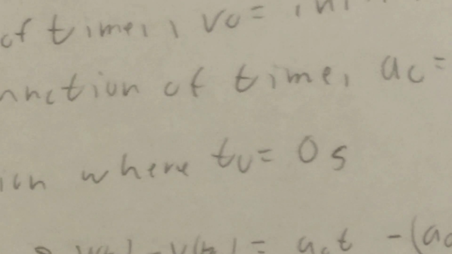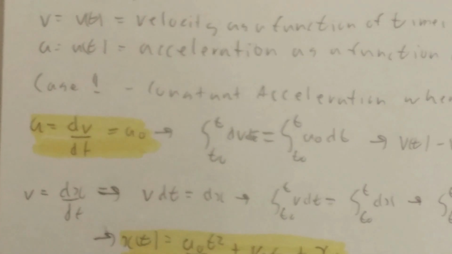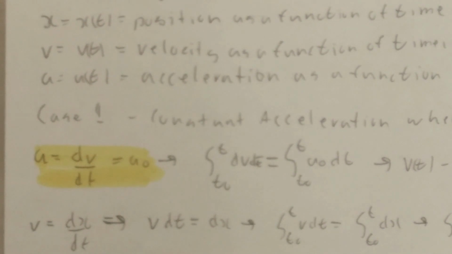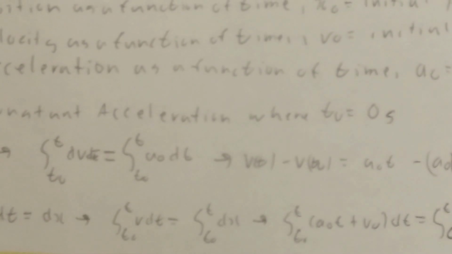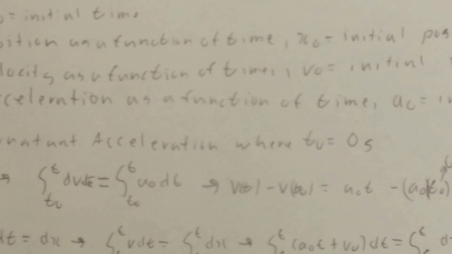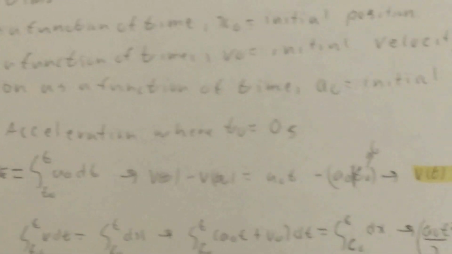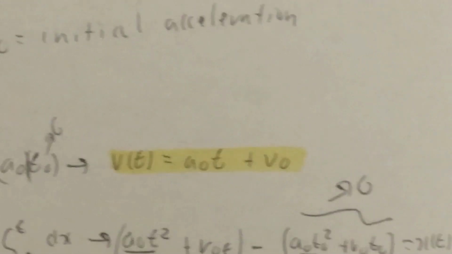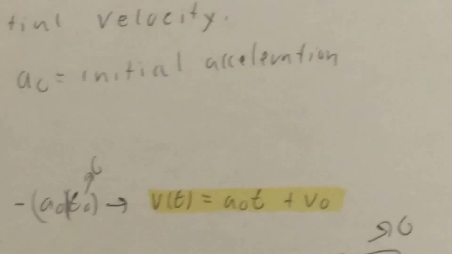Case 1, constant acceleration, where t naught equals 0 seconds. a equals dv/dt equals a naught. That's the equation for acceleration. That implies the integral between t naught and t of dv is equal to the integral from t naught to t of a naught dt. That implies velocity is equal to a naught t plus v naught.